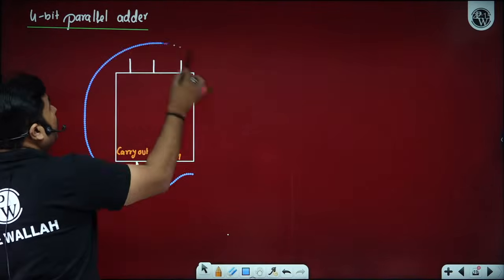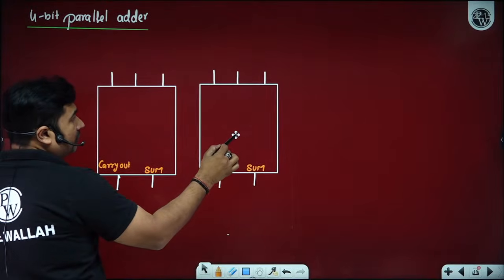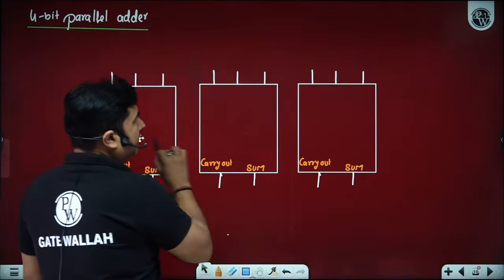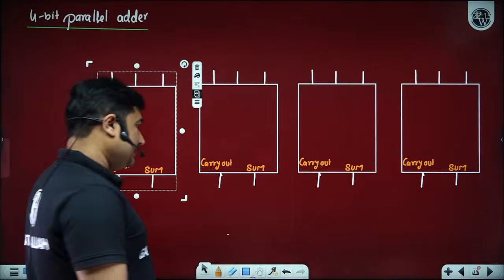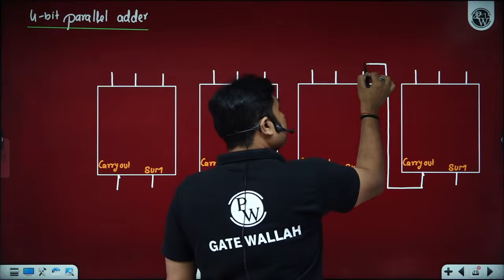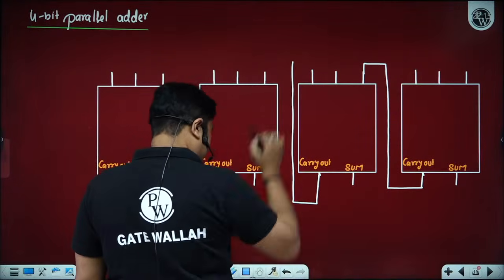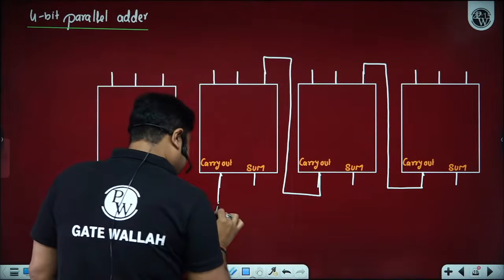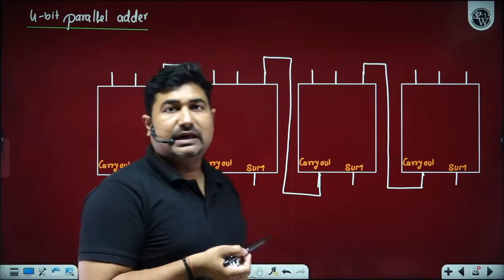So for a 4-bit adder, we need 4 full adders, cascaded, with the output carry of one full adder connected to the input carry of the next full adder, and so on. That is why the name ripple carry adder is given.